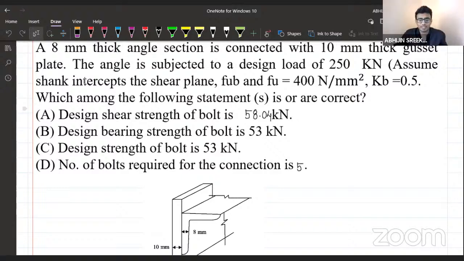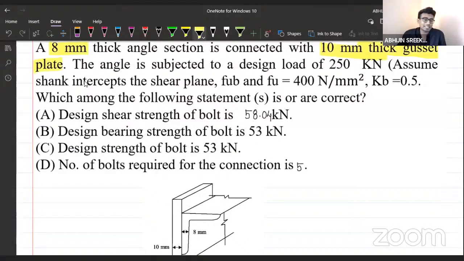So let's read the question properly first. Let's try to understand what is given in the question. It says that an 8 mm thick angle section, we are given an angle section, is connected to a 10 mm thick gusset plate.